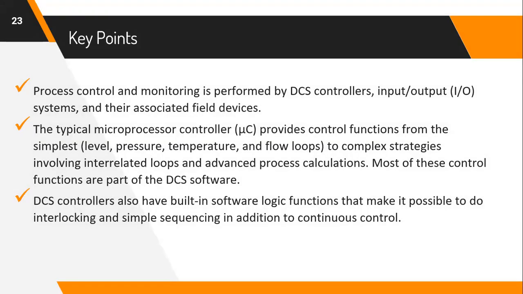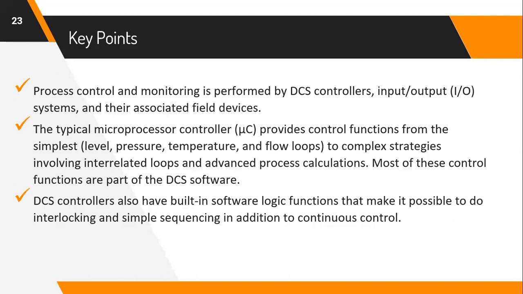So we have the key points for this figure. Process control and monitoring is performed by DCS controllers, the input/output system, and their associated field devices. Next, the typical microprocessor controller provides control functions from the simplest level, the pressure, temperature, and flow loops, to complete strategies involving interrelated loops and advanced process calculation. Most of these control functions are part of the DCS software.